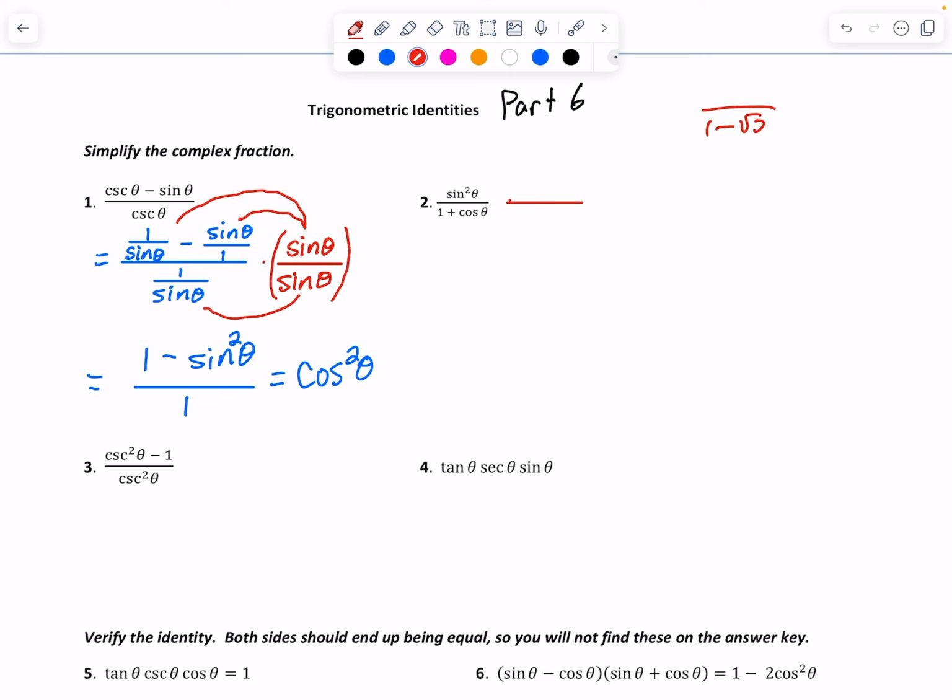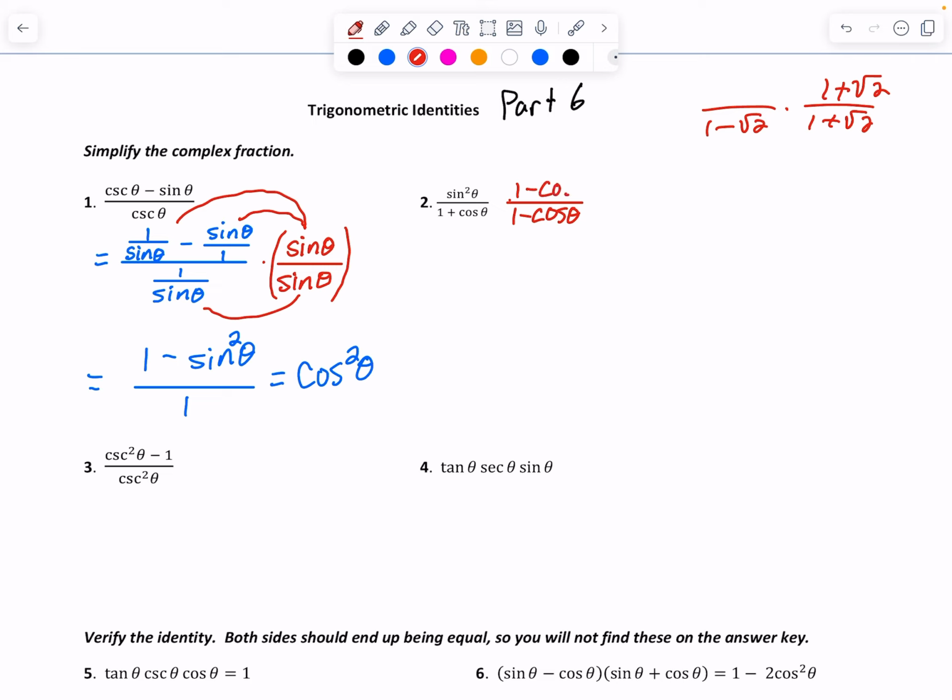1 minus the square root of 2, and I would need to multiply by the conjugate, so I would do 1 plus the square root of 2. It's that same idea, so that's why I call it the conjugate, but what we're really doing is manipulating to match an identity. All right, so I'm going to multiply top and bottom by 1 minus cosine theta.